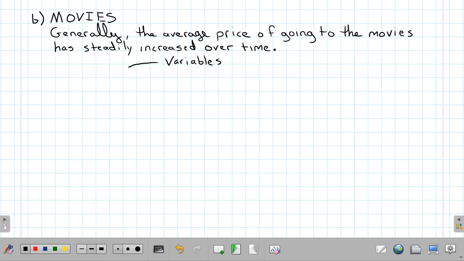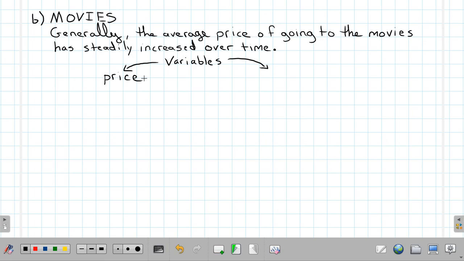Well, what are the two things that can change here? Well, one of the things that can change is the price. So the price of the movie tickets or price of going to the movies can change. Okay? It can go up, it can go down. It can change. It's a variable, okay? Well, what's the other variable?